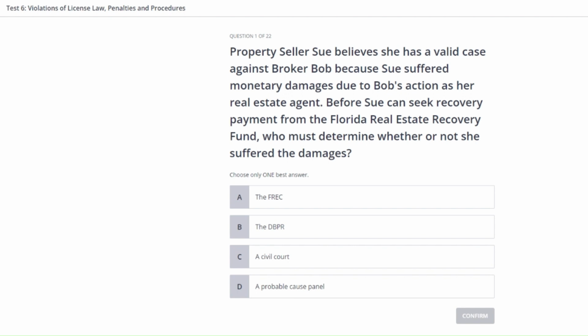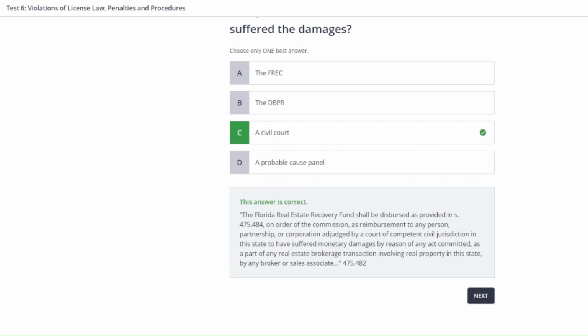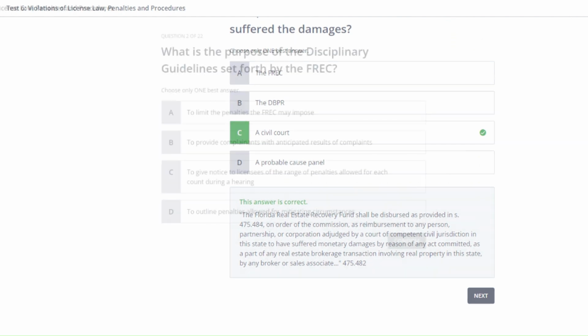I hope you had enough time to think about the answer. So now let's reveal the correct answer together. The correct answer for this one is a civil court. Not the FREC, or the DBPR, or a probable cause panel. But it is going to be a civil court. Well done if you got it right. If not, don't worry, quizzes are all about learning and improving your real estate knowledge.